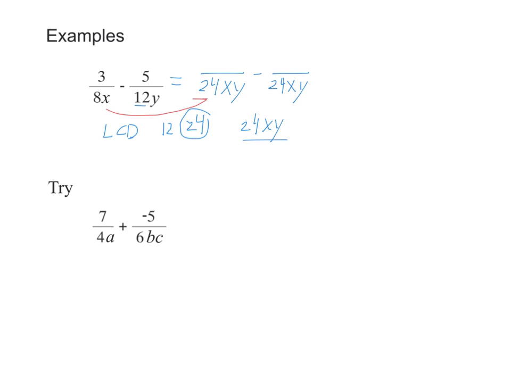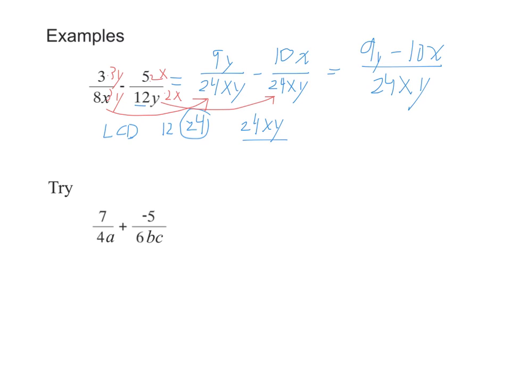To make the first fraction equivalent, I have to multiply by 3 and y to get 9y. In the second fraction, I'll have to multiply by 2 and x to get 10x. Adding those two together, 9y minus 10x, all divided by 24xy, gives me the answer.